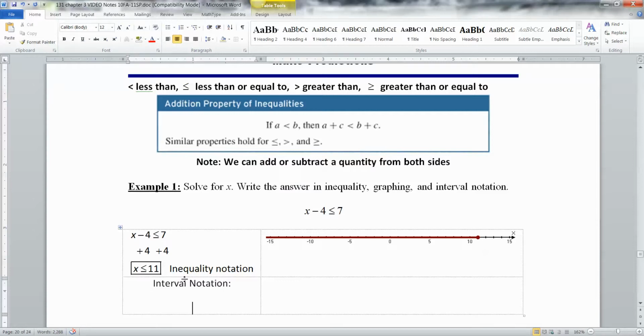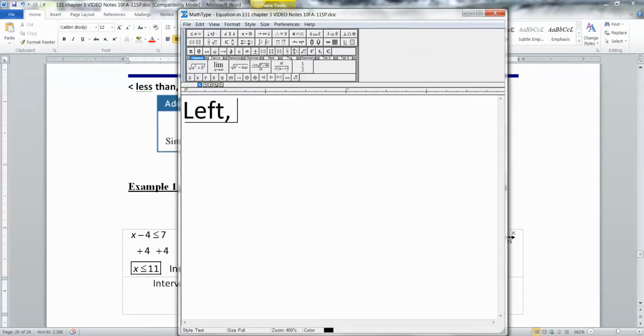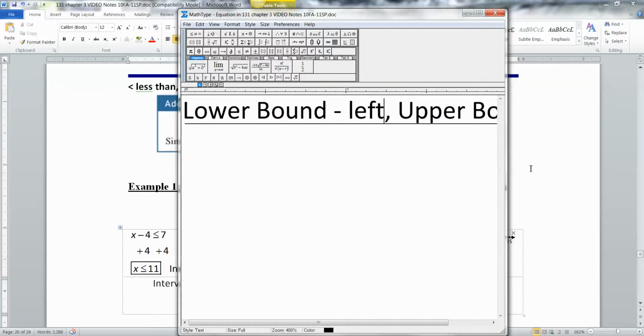So let's make some notes about it right now. How interval notation works. It goes left, comma, right. Or if you like, you could say the lower bound, not board, bound, and then the upper bound. So you're going to look left to right. Right? Now I'll put those in up here. So lower bound, comma, upper bound. Let me just put this: lower bound, which is the left, upper bound, which is the right.